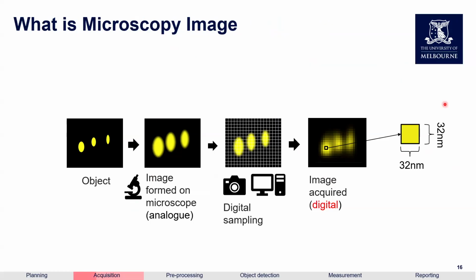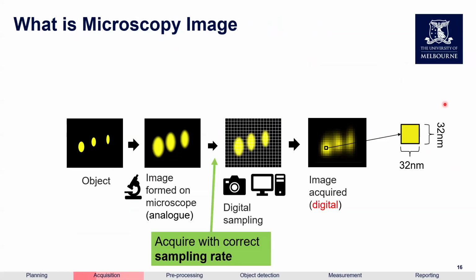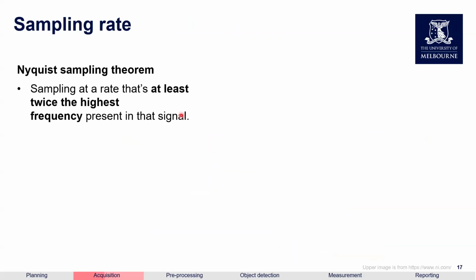But the second step that controls the resolution is using the correct sampling rate when we convert our analog signal to a digital format. If we want to use the correct sampling rate, then we need to follow the Nyquist sampling rate. The Nyquist sampling theorem means that to get a proper representation of our data, you need to sample it at least twice the highest frequency that's present in the signal. So what does that mean?